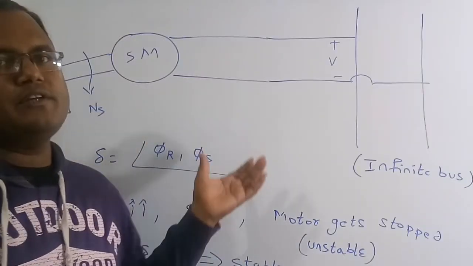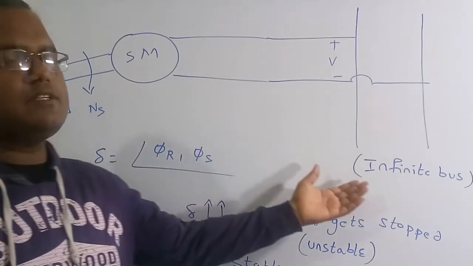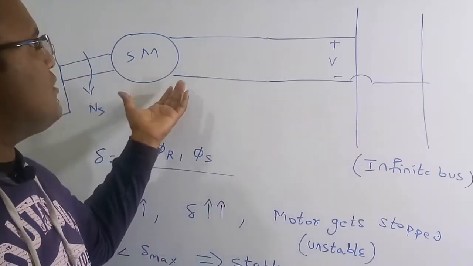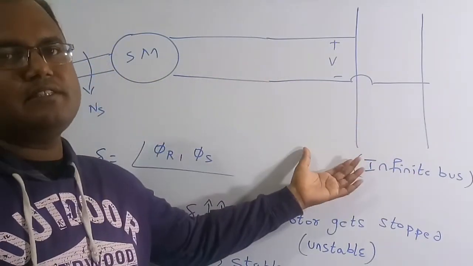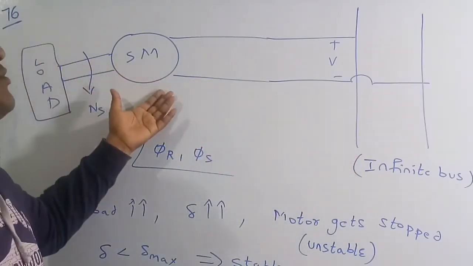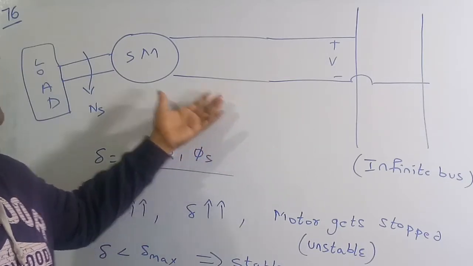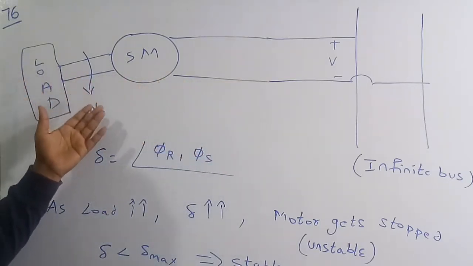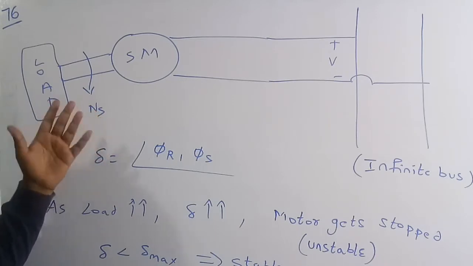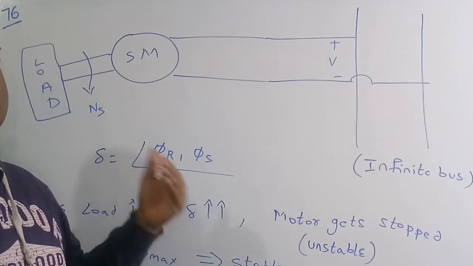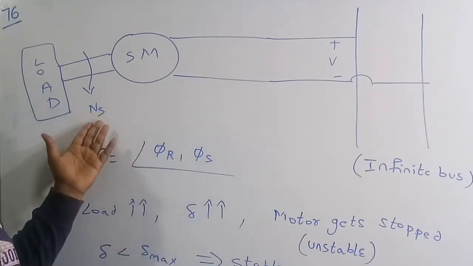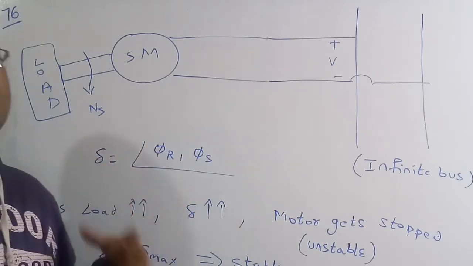So now suppose we are going to connect a synchronous motor to an infinite bus. For an infinite bus, the voltage is going to remain constant. Suppose I connect the synchronous motor to the infinite bus, and then I connect a load to the synchronous motor. The synchronous motor is going to take the supply from the infinite bus, and then it is going to rotate. Here the speed of rotation of the shaft is ns, which is called the synchronous speed. For a synchronous motor, the rotor speed and the rotating flux speed are both equal to ns.